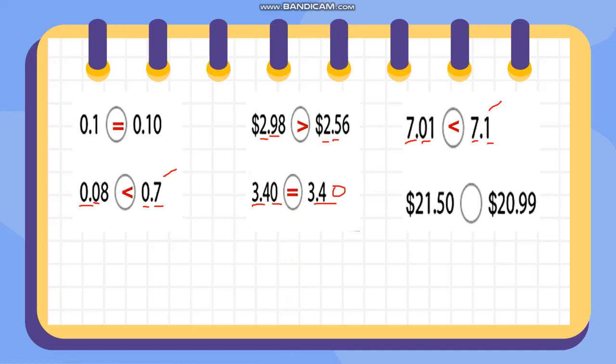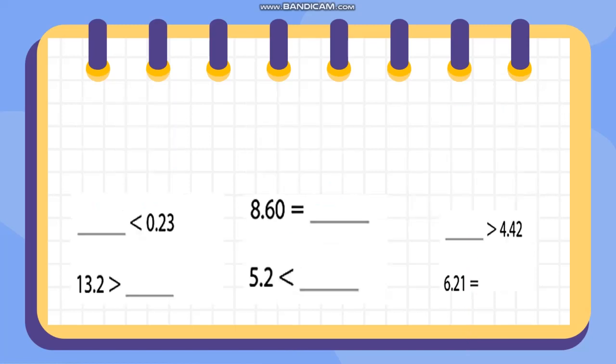21.50 and 20.99. So I have 2 and 2. They are the same, so proceed to the next one. I have 1 and 0. So 1 is bigger, that's why 21 and 50 hundredths is greater than 20 and 99 hundredths.